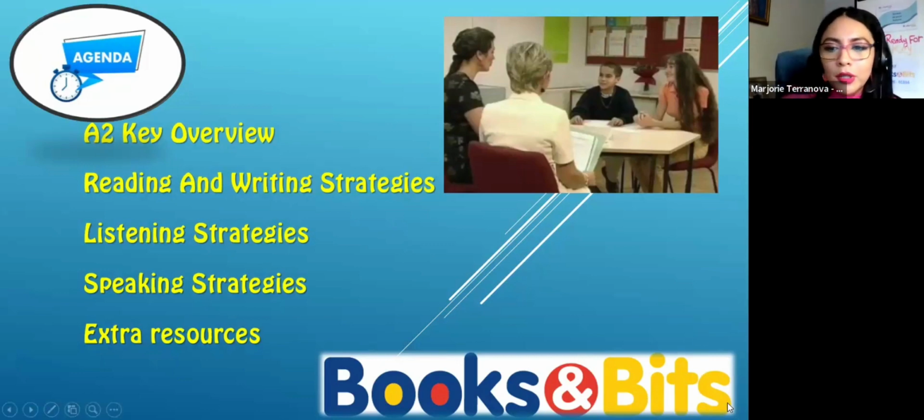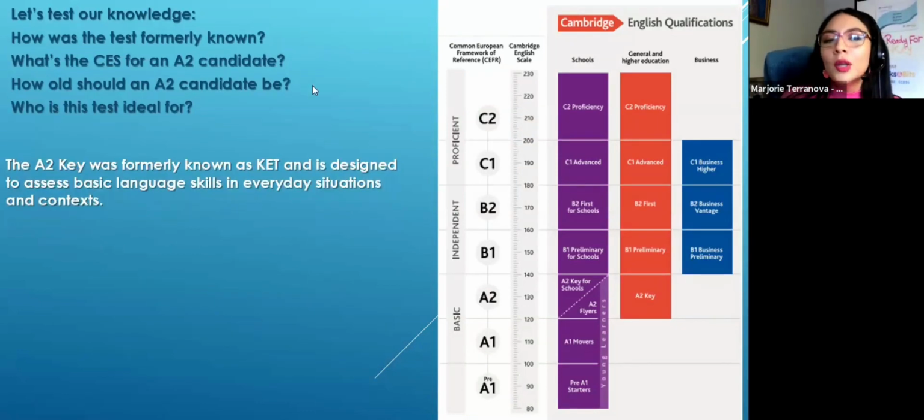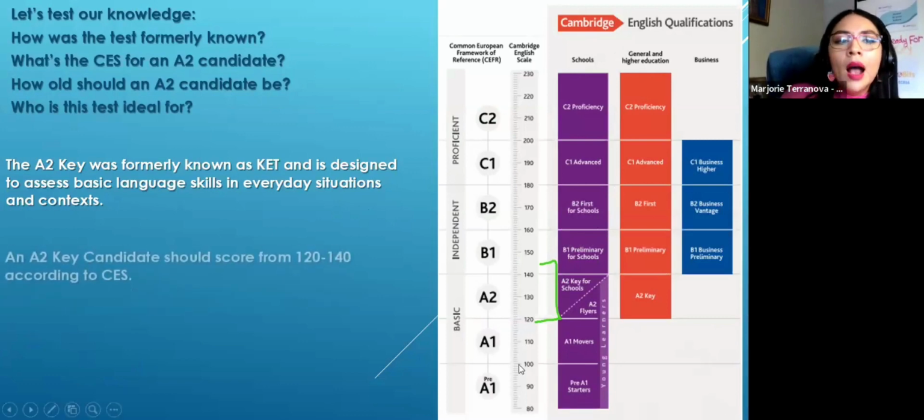So first of all, let's try to remember. Some of you might be familiar with the A2 Key. I'm pretty sure that you are working with candidates at this level. So the A2 Key, formerly known as KET, is designed to assess basic language skills. At A2 Key, a candidate should score between 120 and 140 according to the Cambridge English scale, okay? So you should remember that as well when you are introducing your students to the exam.